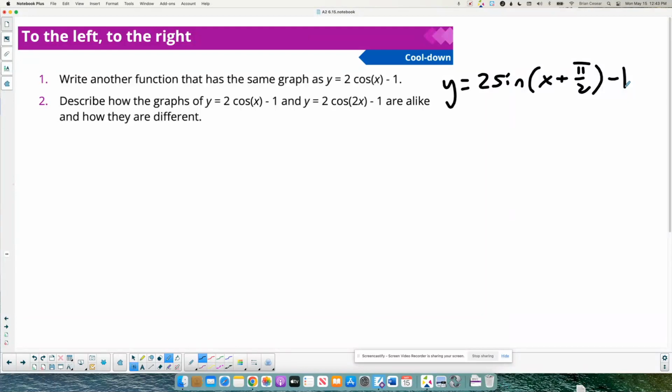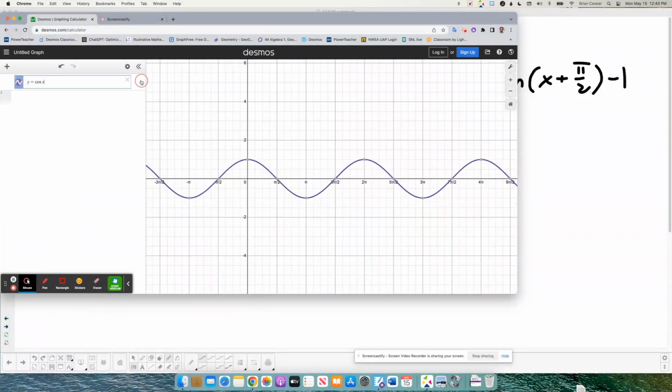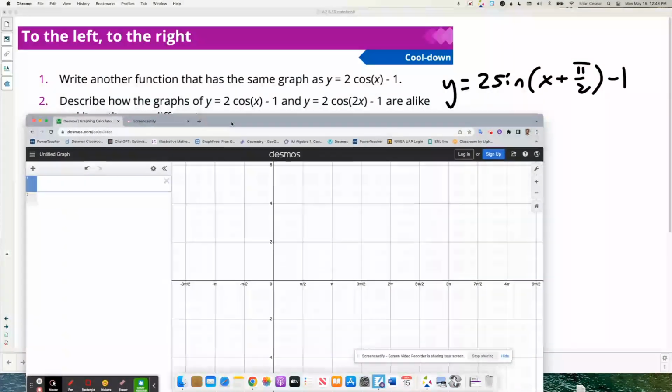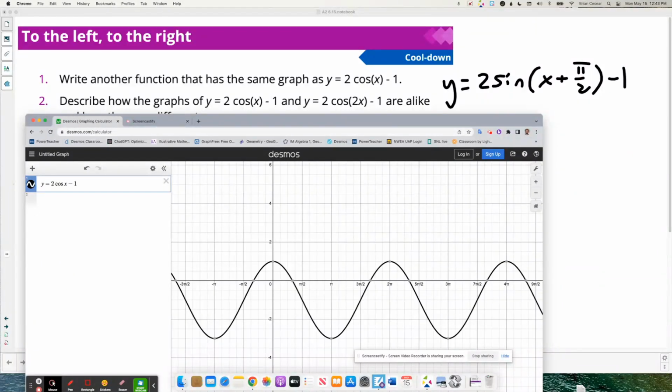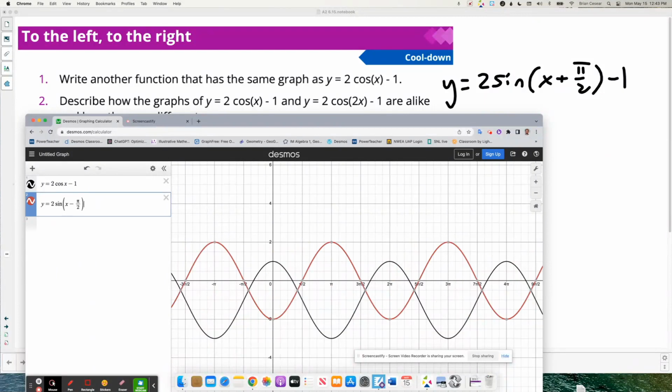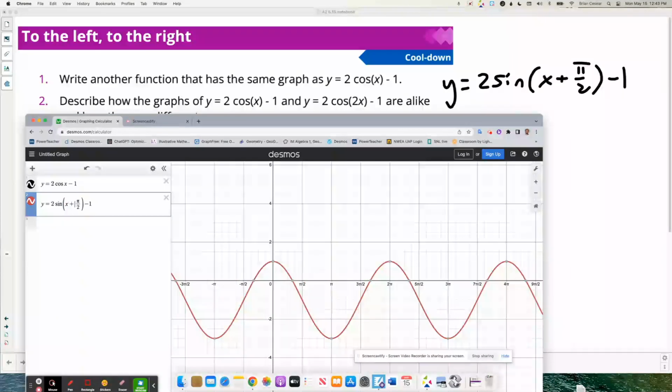Let me take a look at those graphs and see if they are the same. So let's move this down here. So y equals 2 cosine x minus 1. Y equals 2 sine of x minus pi over 2 minus 1. Let's see here. Oh, maybe I didn't. Oh, I put minus and I was supposed to put plus. Sorry. There we go. I knew it was wrong because they didn't match up, but you can look now and see that they are the same graph.